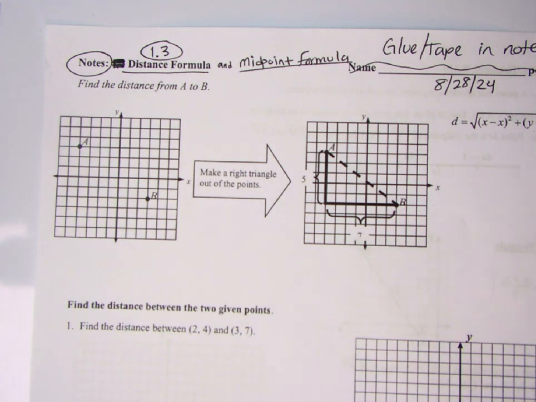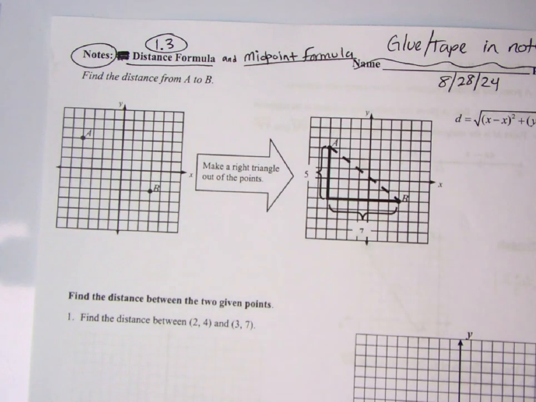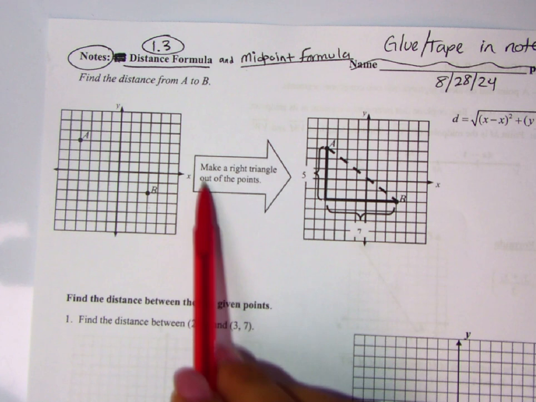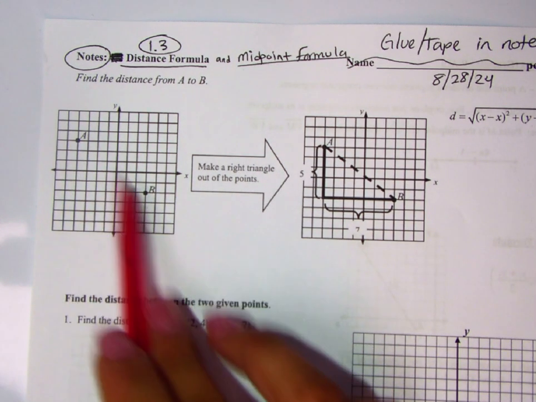Hey students, in this video you're going to learn about the distance formula and the midpoint formula. So on this first example right here, they're telling you to make a right triangle with the 2 points that are given in this coordinate grid.